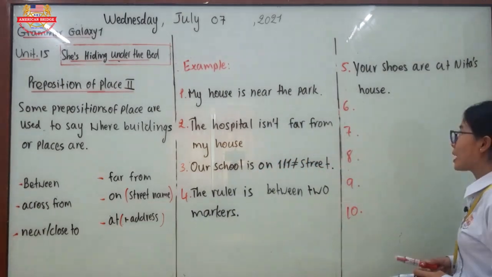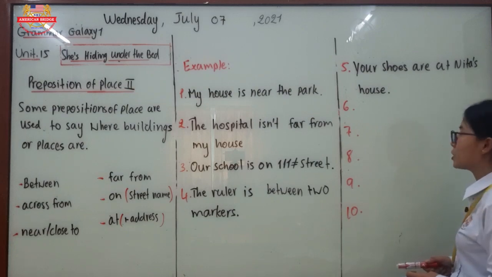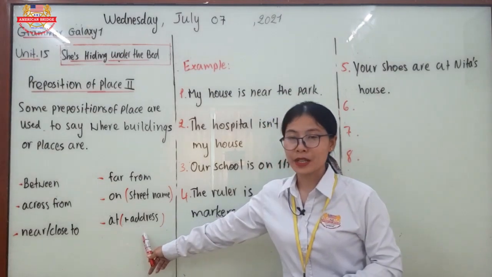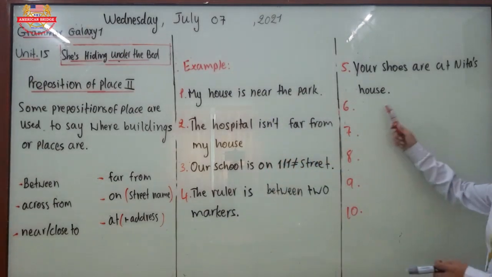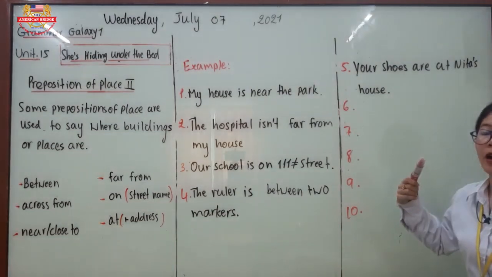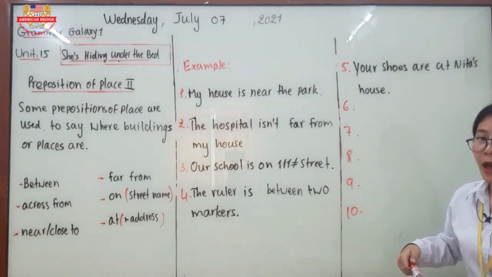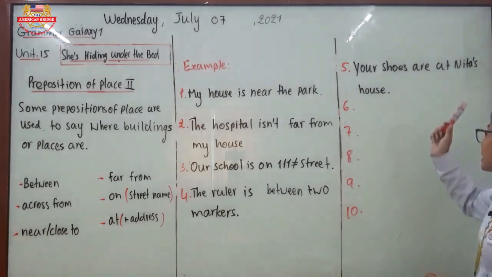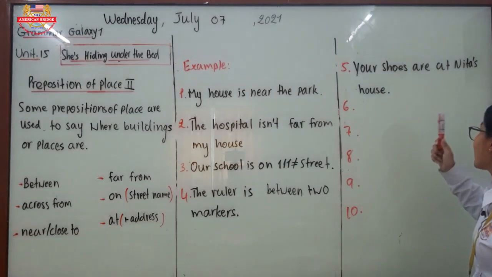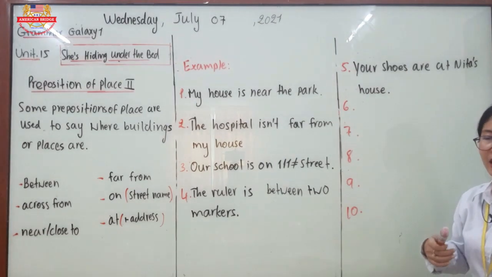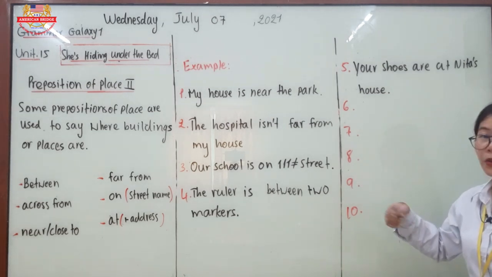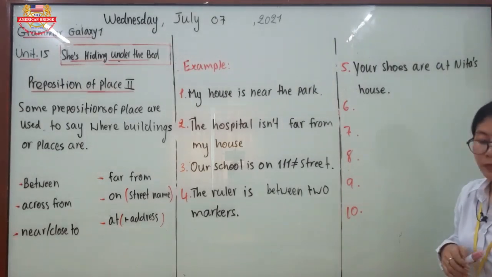Alright, now let's go to the last example. Your shoes are at Nita's house. So like you can see here, at we use with an address. Where is the address? Nita's house is an address, and if you want to know where Nita's house is, you can ask for more information about Nita's house, right? So Nita's house is one of the addresses that I would like to say in this sentence. So your shoes are at Nita's house, and Nita's house address is 110K Greenland Street, like this or like that, right? Alright.